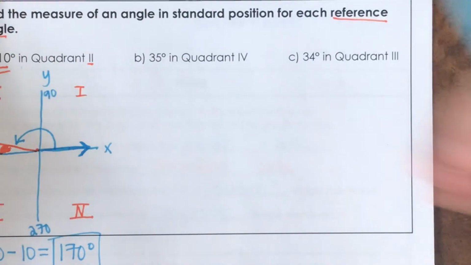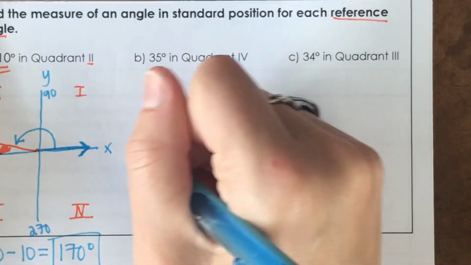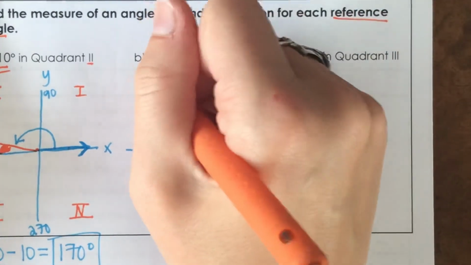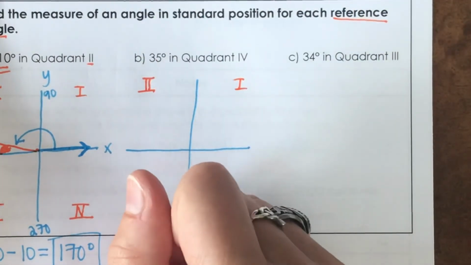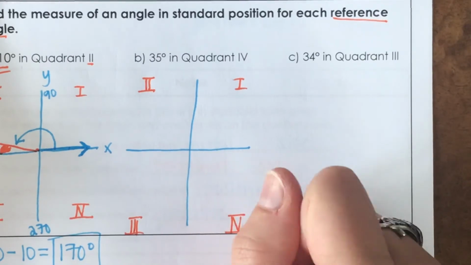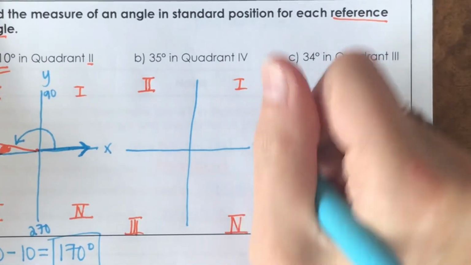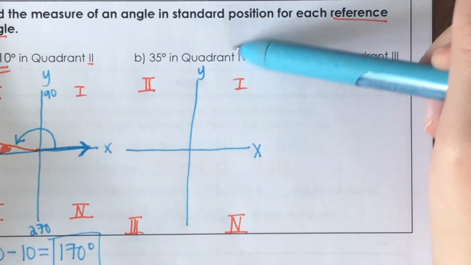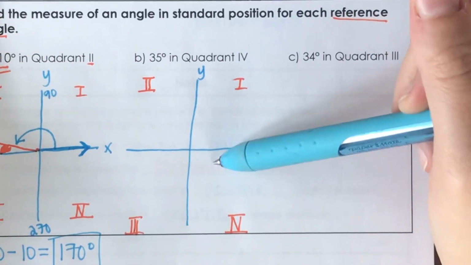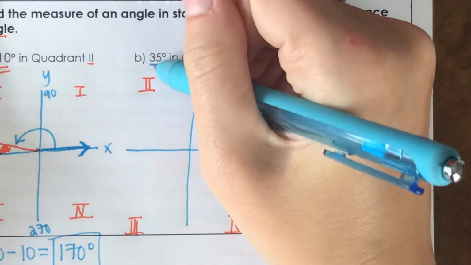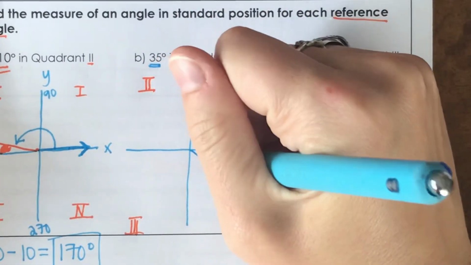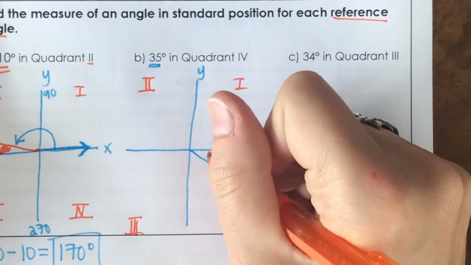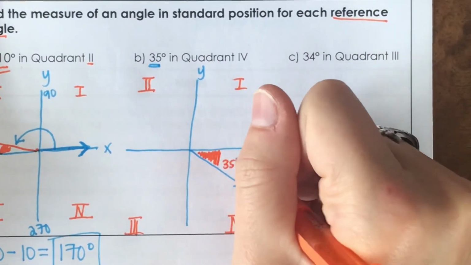All right, letter B, 35 degrees in quadrant 4. So I'm going to do the same thing I just did. I'm going to label my quadrants. All right. So if we're in quadrant 4, that means we're down here. The reference angle that's left over is 35 degrees. Okay, so this little reference angle in here is 35 degrees.